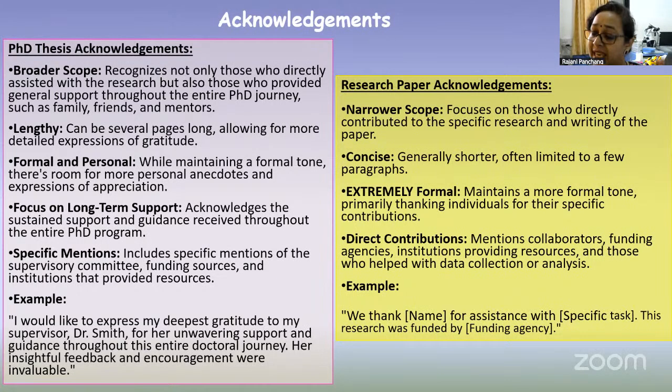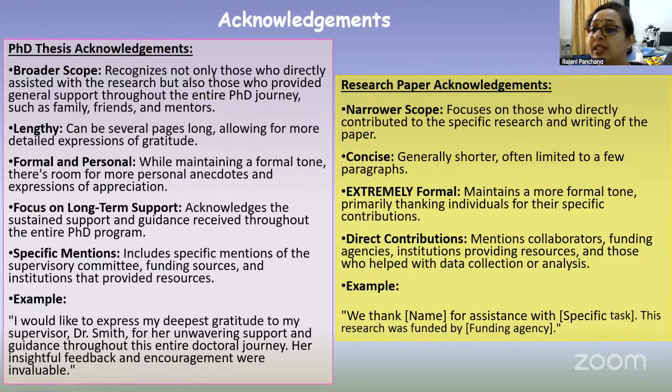So the PhD thesis acknowledgement is your personal forum where you must give respect and be formal enough, formal and personal. You can also write small incidents and stories, right? Specific mentions include specific mentions of supervisory committee, funding sources, and institutions that provided resources, right? And it is important to be expressive. If you can't write it, ask someone to write it for you.